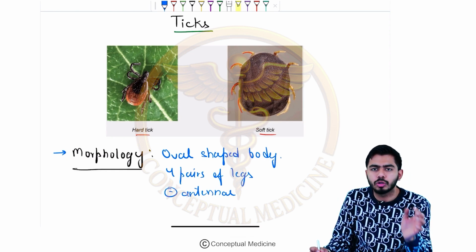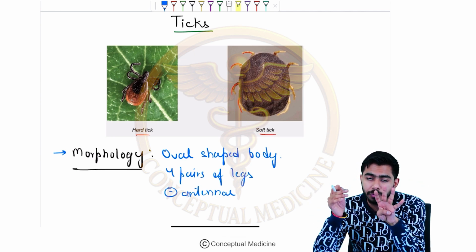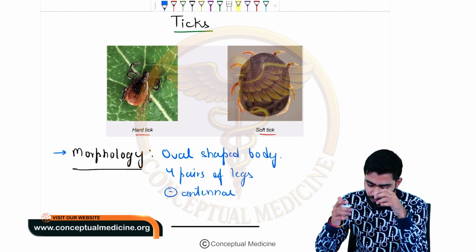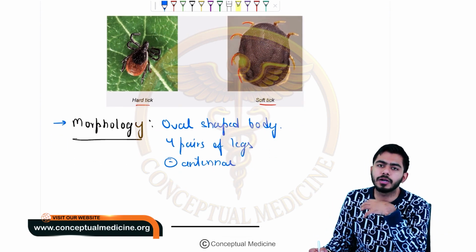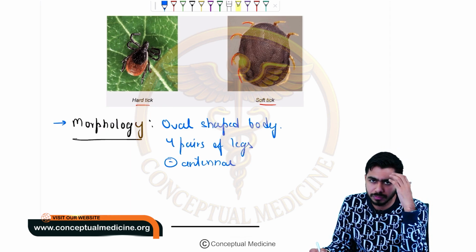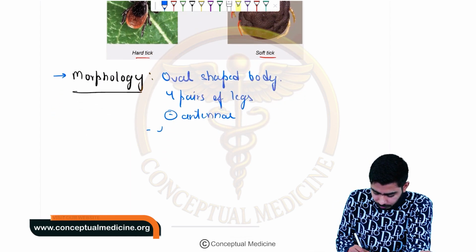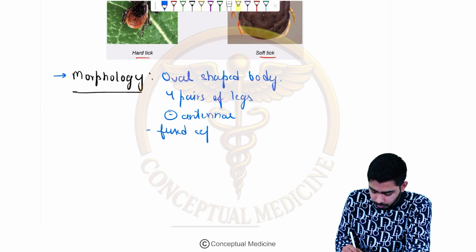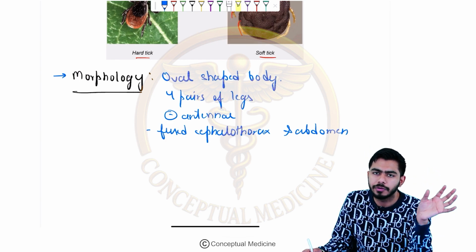Here we will see that the thorax and the abdomen are fused together. They have 4 pairs of legs. The thorax and abdomen are fused together. So we see that they have a fused cephalothorax. Head and the thorax part are fused, and the abdomen. So cephalothorax means head and thorax are fused together, and there is the abdomen. So we can say they have a fused cephalothorax and abdomen.